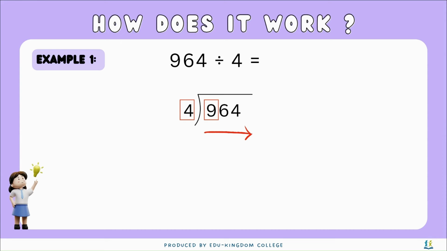We can see the first number on the left here is 9. So we're going to do 9 divided by 4. We know that 4 times 2 is going to give us 8. So 9 divided by 4 is going to give us 2, remainder 1. We're going to put the 8 on below the 9.